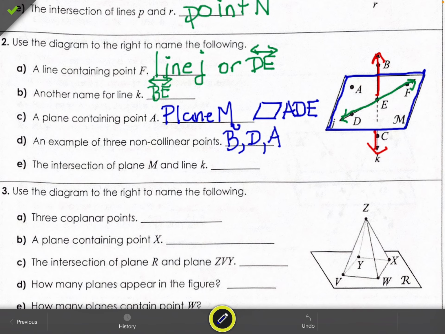And E, the intersection of plane M and line K. So plane M is my blue parallelogram, and line K is my red line. So where do they cross? Where do they meet? Well, if you look at your line K, which I have in red, it actually goes through your plane, or intersects your plane, right here. Okay, that's where it would be going through. Think of it as your piece of paper. That's where your pencil point would be going through your paper. And that would be point E.